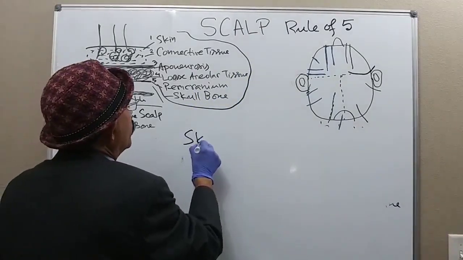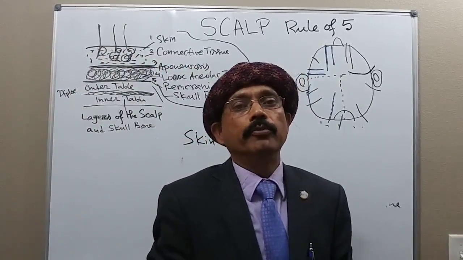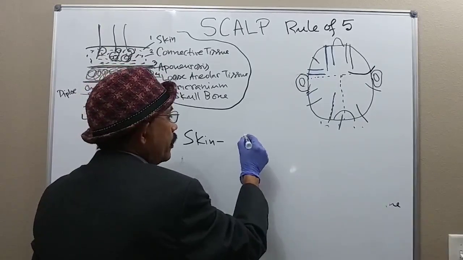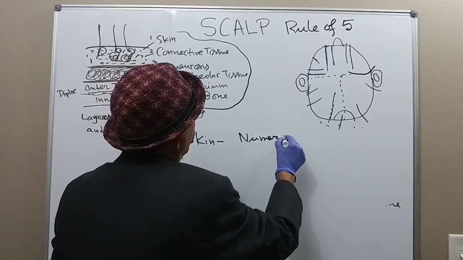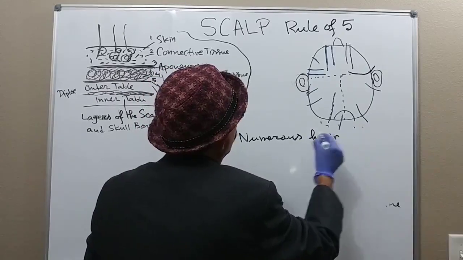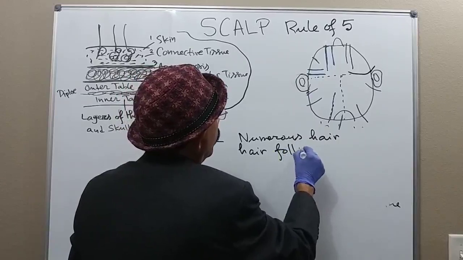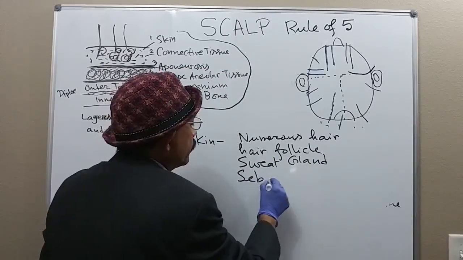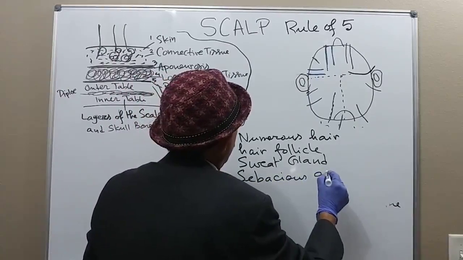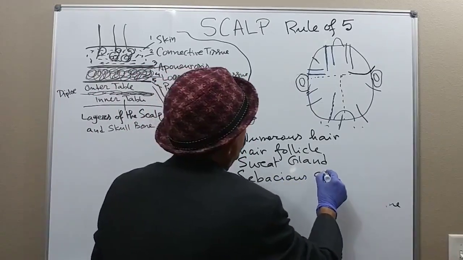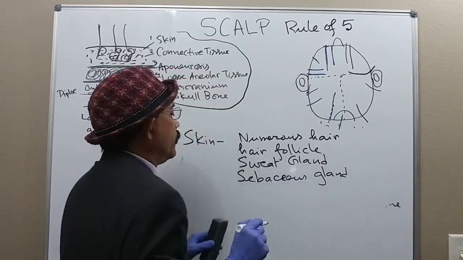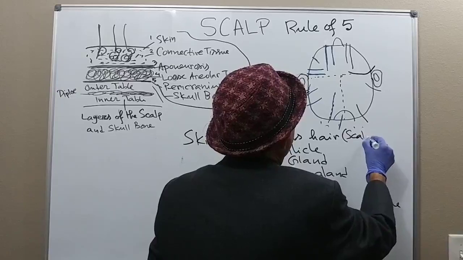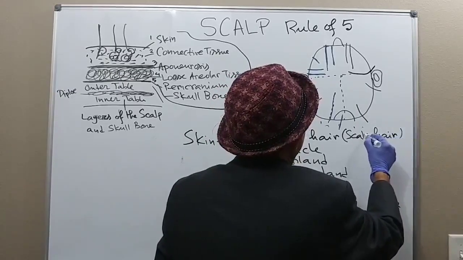Skin of the scalp, like other parts of the body, is composed of epidermis and dermis. The skin is rich in hair follicles and hair. We also have sweat glands and sebaceous glands. So we have sebaceous glands, sweat glands, hair follicles, and numerous hair. We call it scalp hair. Okay, we got that.